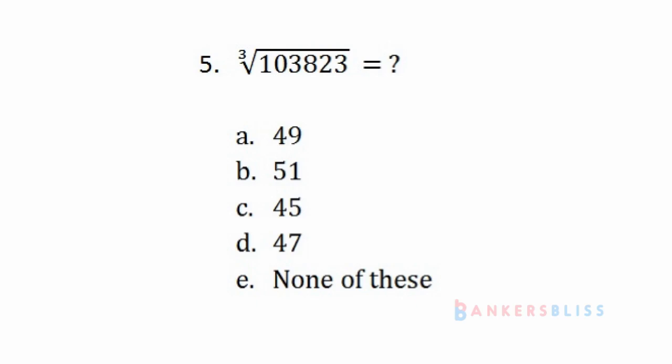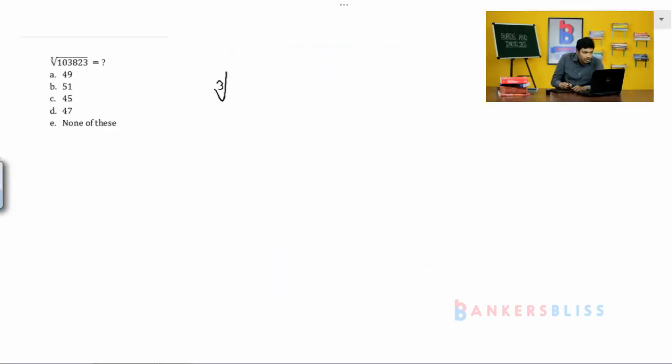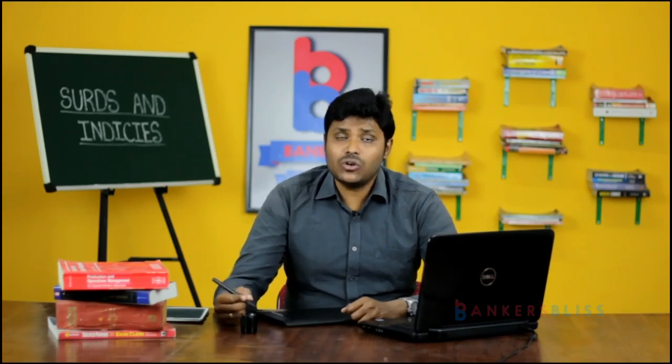Cube root of 103,823. So you have to calculate the cube root of 103,823. So how to calculate cube root? Already you people have learned in numbers, the basics regarding the numbers. There you have learned how to calculate square root, how to calculate square, how to calculate cube, and how to calculate cube root. So these things already you have learned. I am going to apply those rules.